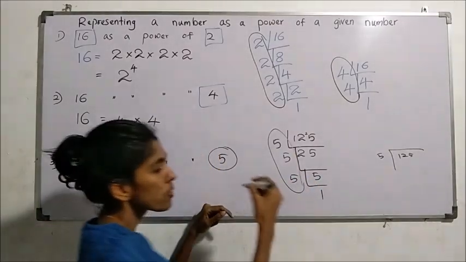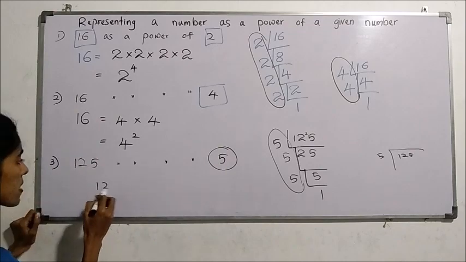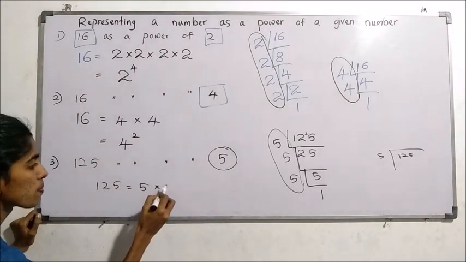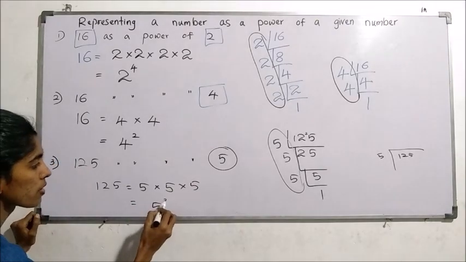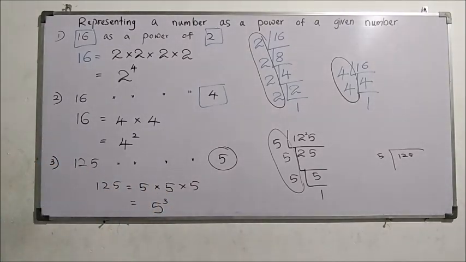Now on the left side all these values can be multiplied. 5 multiplied by 5 multiplied by 5. Right. Then 5 to the power 3. In index notation we wrote this.